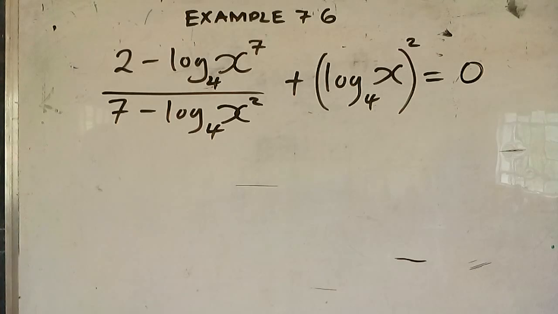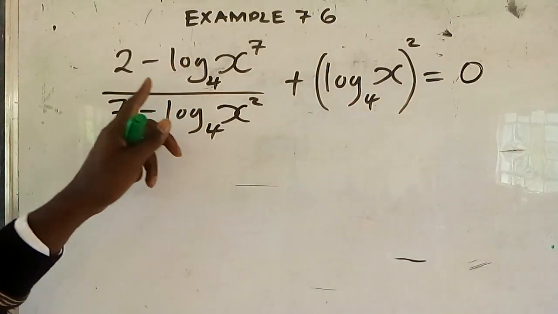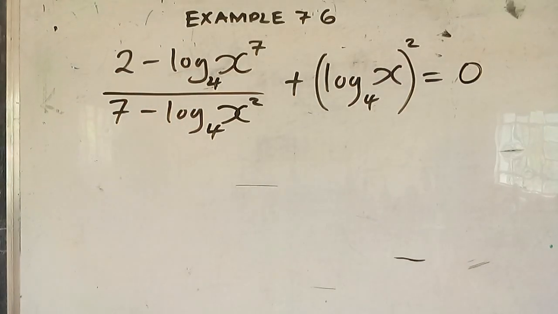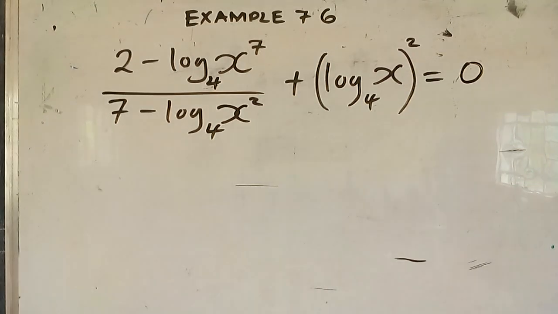Number 76, solve the following logarithmic equation. (2 minus log x to the power 7 to base 4) over (7 minus log x squared to base 4) plus (log x to base 4) all squared is equal to 0.